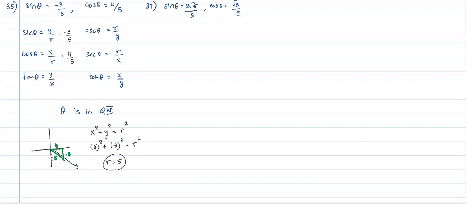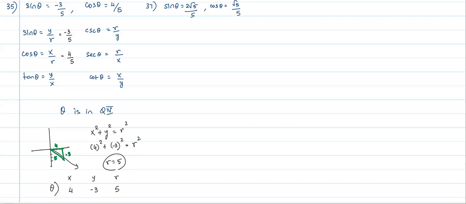You remember that this particular angle theta, and we are interested in all the 6 trig ratios for this angle theta. And for this angle theta, the x value for this particular problem is 4, the y value is negative 3, and the r value is 5. So this is the set that we have.